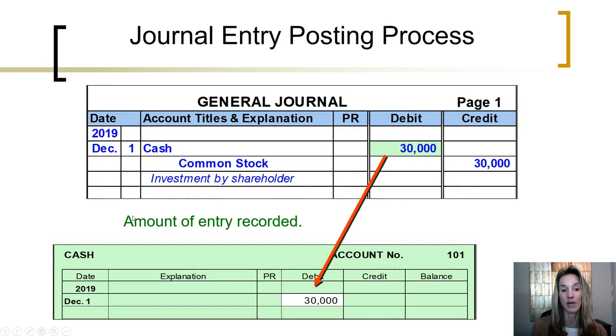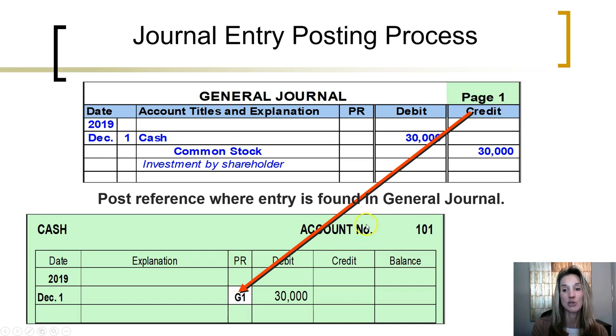With the date recorded, we are then going to record the amount. The general journal tells us we need to debit the cash account for $30,000, so we are going to post a $30,000 debit to the cash account.